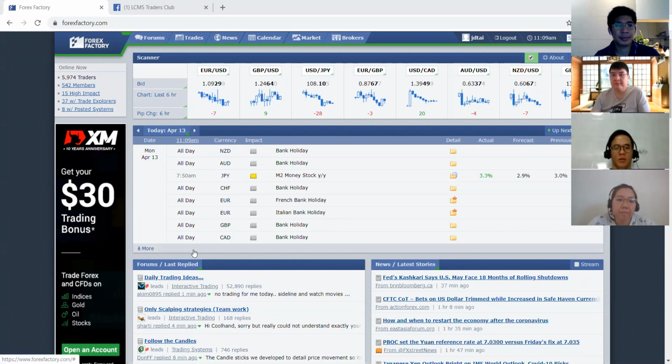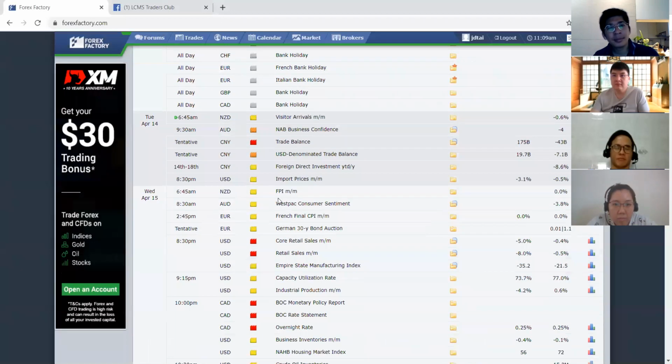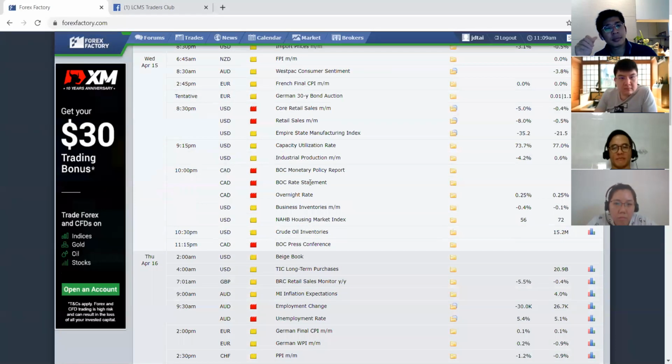But coming back to what could move Aussie or Kiwi lower. On Tuesday, again, not much happening. We've got some Chinese trade balance, that's not going to move the market that much. On Wednesday, we have US retail sales.